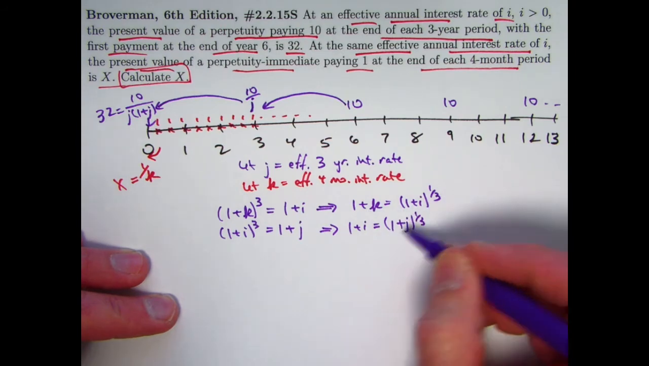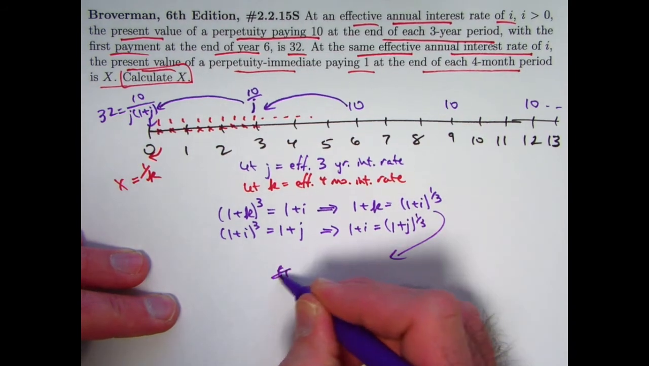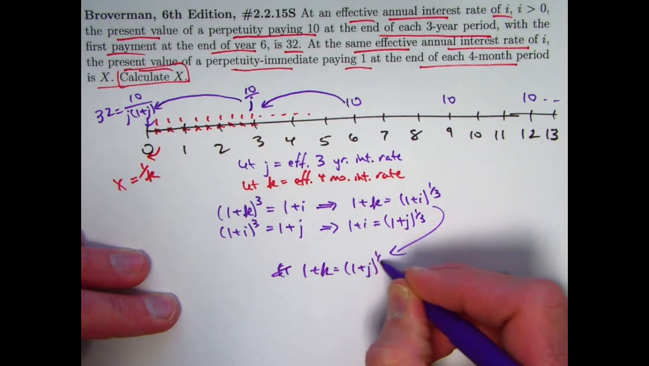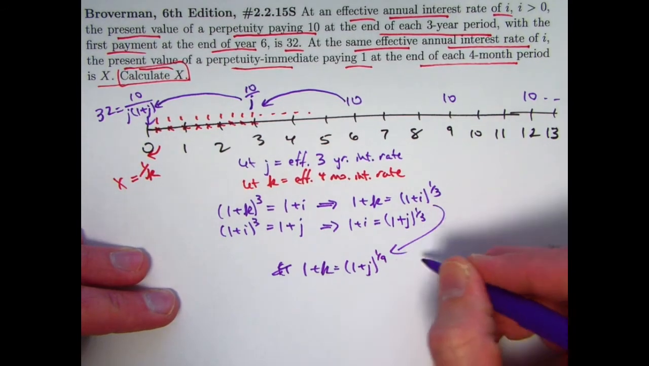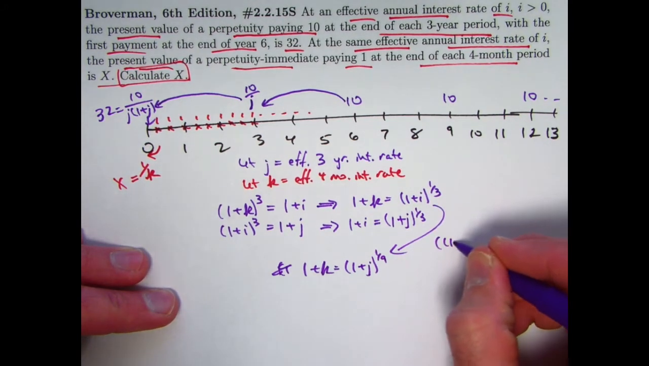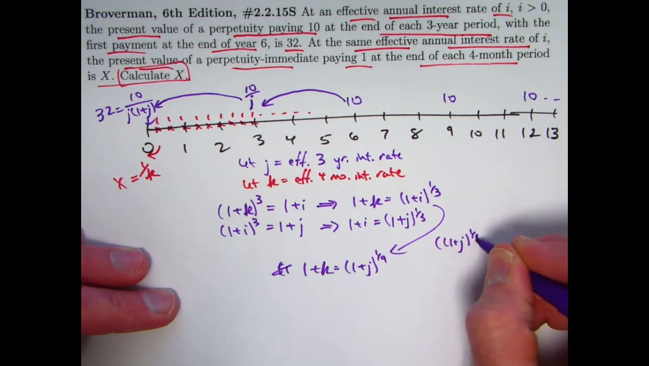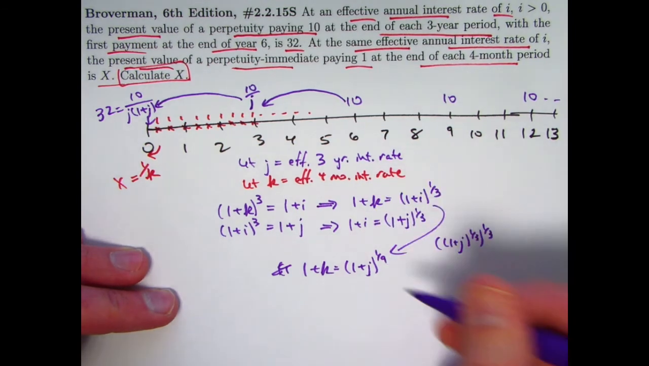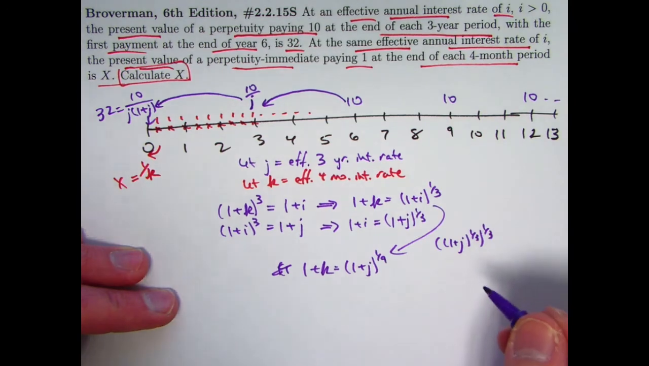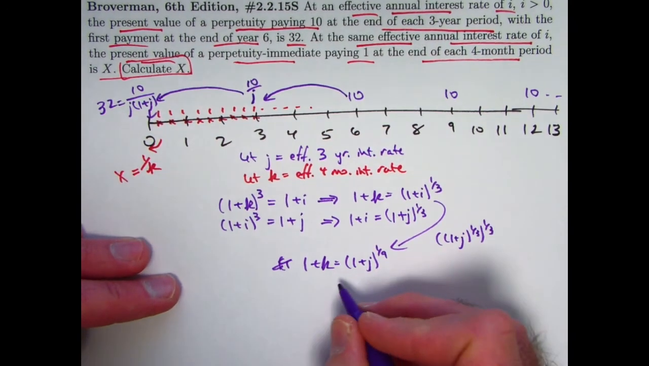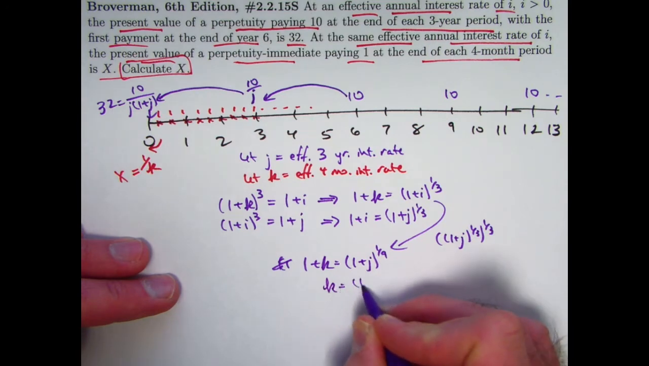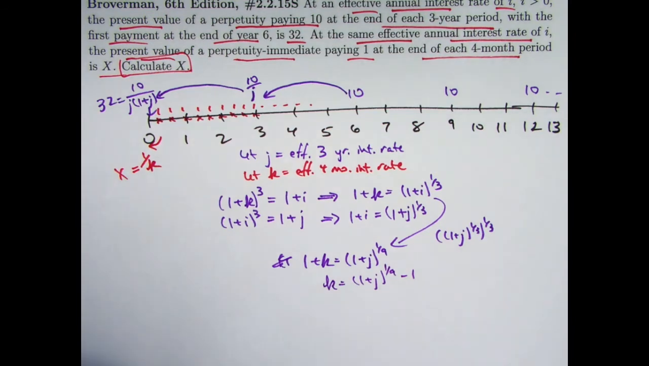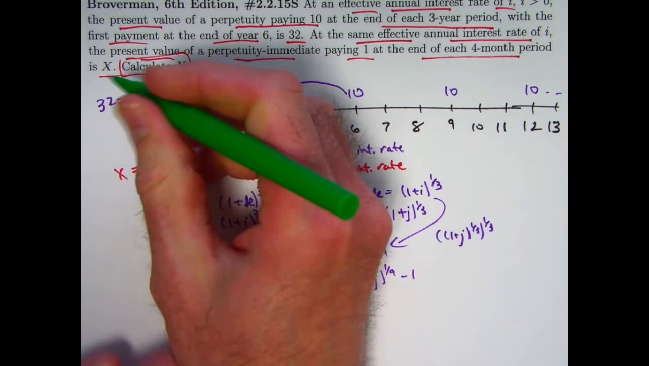Therefore, if you combine these things, 1 plus K is 1 plus J to the 1/9, because it's 1 plus J to the 1/3 to the 1/3, and you multiply those exponents: 1/3 times 1/3 is 1/9. Maybe you could see that quicker than I did; you wouldn't necessarily even have to write this out. K is then 1 plus J to the 1/9 minus 1. But we need to find J from this equation.